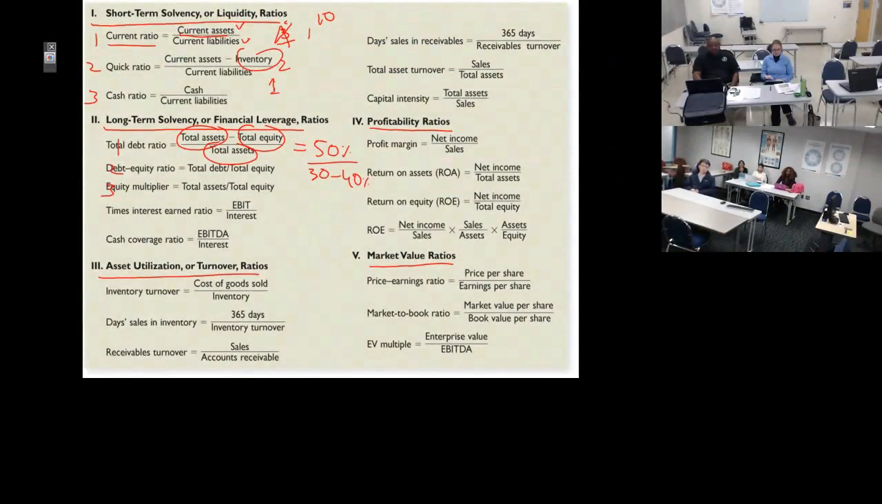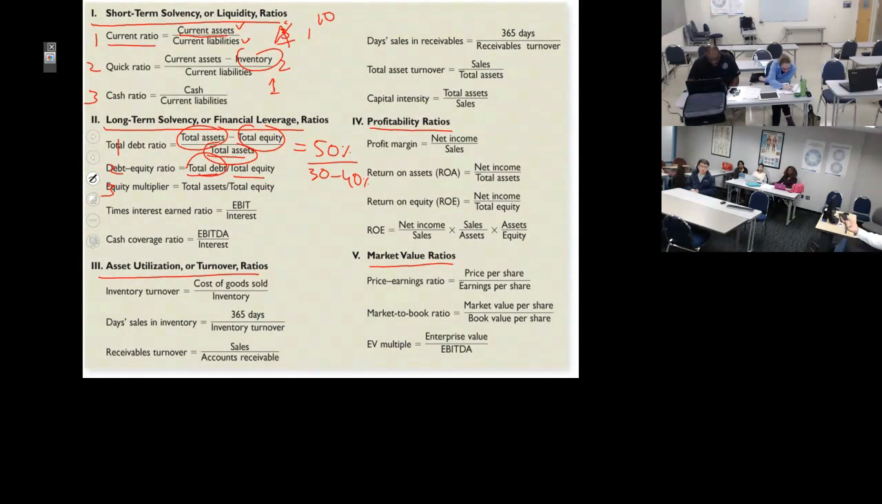The next ratio is the debt to equity ratio. Of course, the ultimate interpretation is going to be the same. But here what we do is total debt divided by total equity. In that case, it was total debt divided by total assets, right? And here, total debt divided by total equity. And this total debt may sometimes be just the total long-term debt. Okay? You can do that as well.